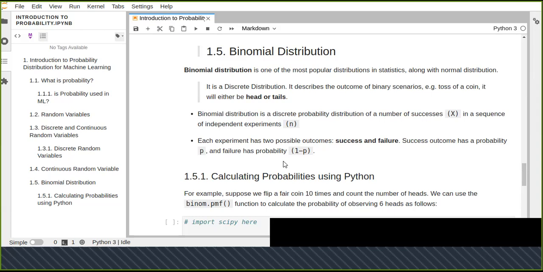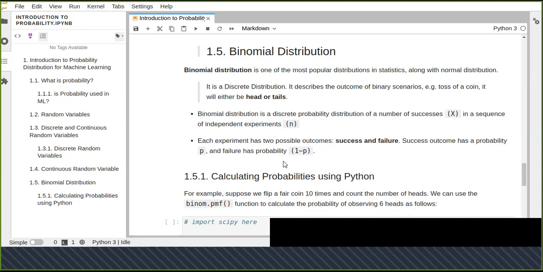Today I'm going to show you how to calculate probabilities using binomial distributions and how to plot the probabilities of binomial distributions using matplotlib. Binomial distribution is one of the most popular distributions in statistics along with normal distribution. There are two types of distributions: normal distribution and binomial distribution.